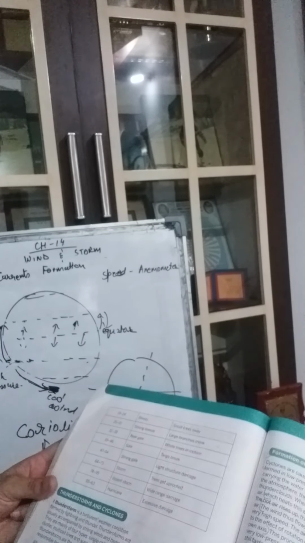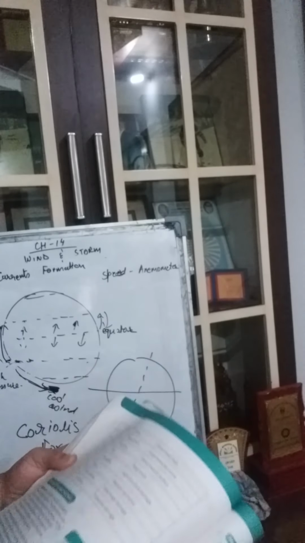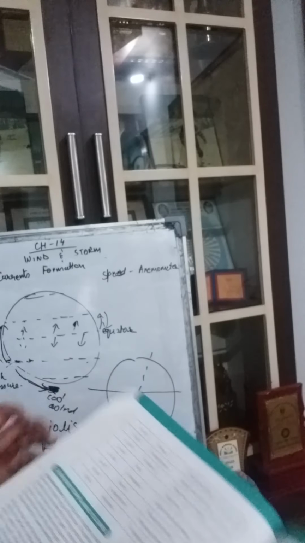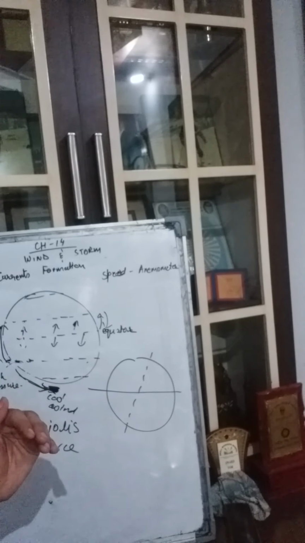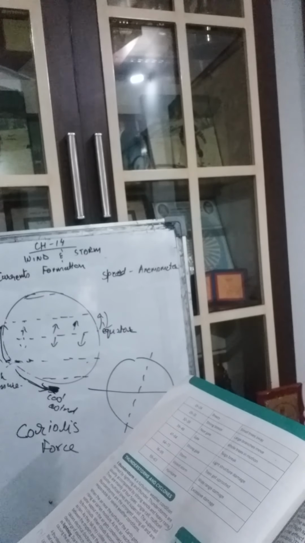Okay, now girls, we come to the thunderstorms and cyclones. Now, what do you mean by thunderstorm? You all know it very well. A thunderstorm is a weather condition which is accompanied by thunder and by lightning. That is called a thunderstorm.